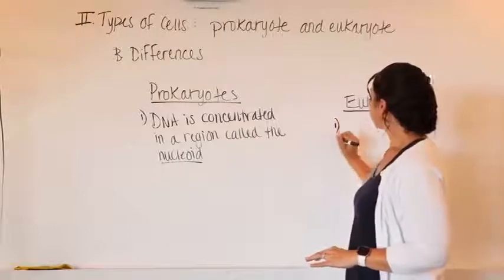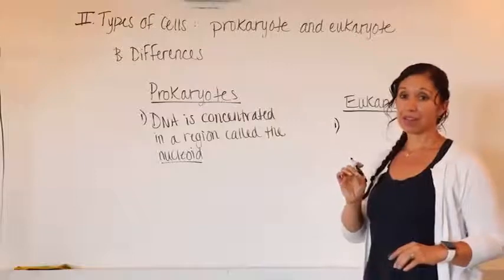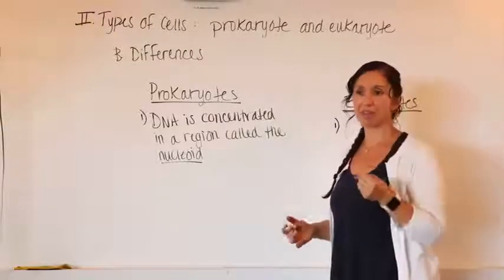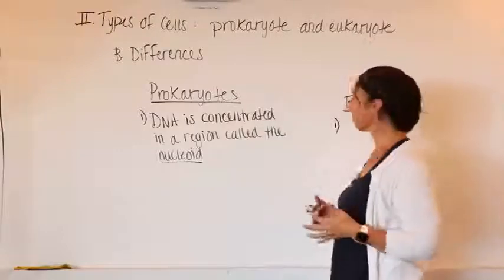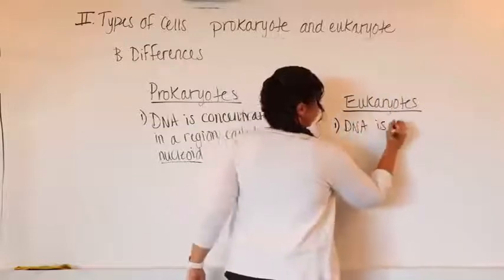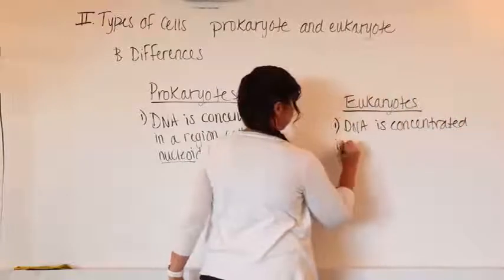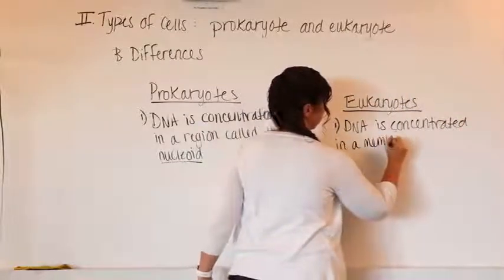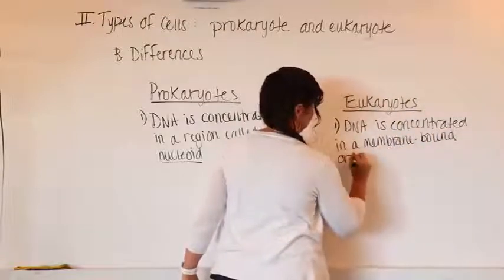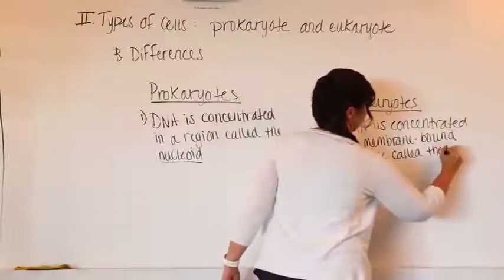In eukaryotes, DNA is concentrated in a membrane-bound organelle, and that organelle is called the nucleus. You probably heard, oh, this is like nuclear, it's like the center of all things. That's kind of the same idea when we're talking about cell biology. So DNA is concentrated in a membrane-bound organelle called the nucleus.